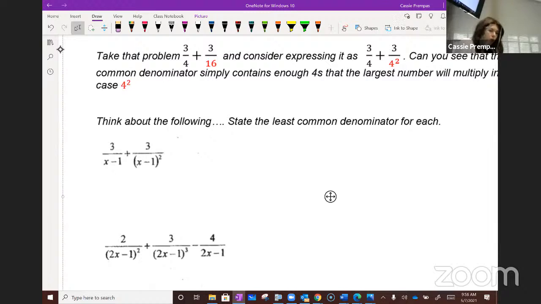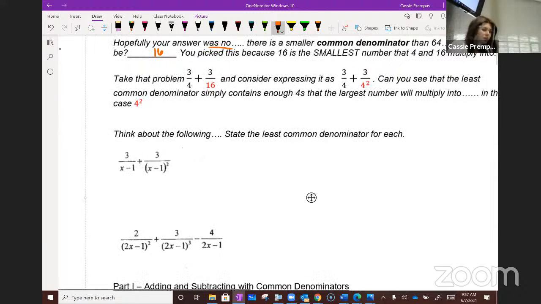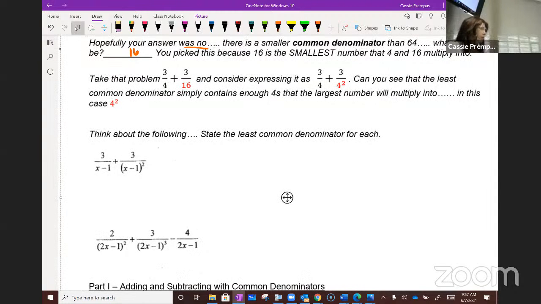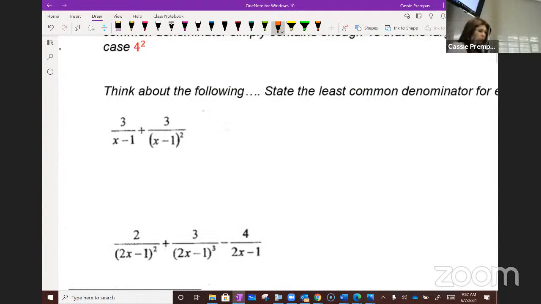Take that problem, 3/4 plus 3/16, and consider expressing it as 3/4 plus 3/4 squared. Can you see that the least common denominator simply contains enough 4s so that the largest number will multiply into it, in this case 4 squared. So I noticed that there's a 4 times 4 in 16, and so I'm just missing one other 4 over here. Now take that concept and take it to a higher level expression now in Algebra 2.